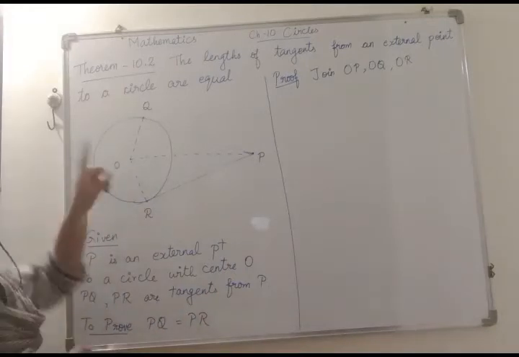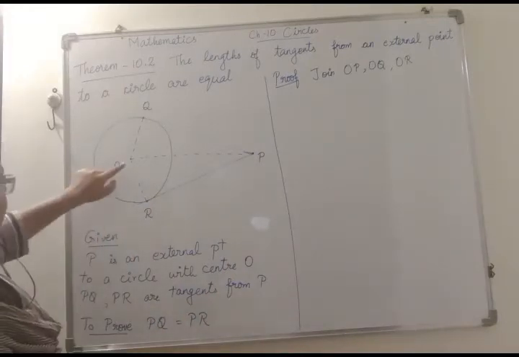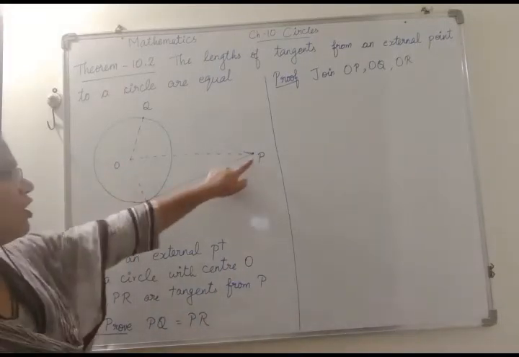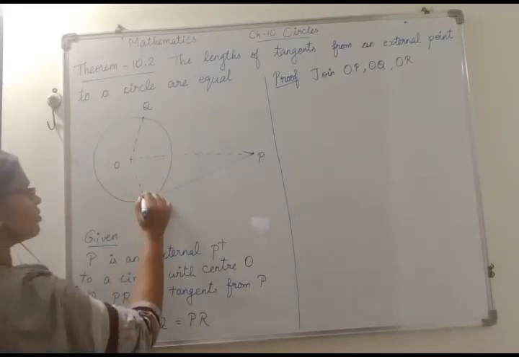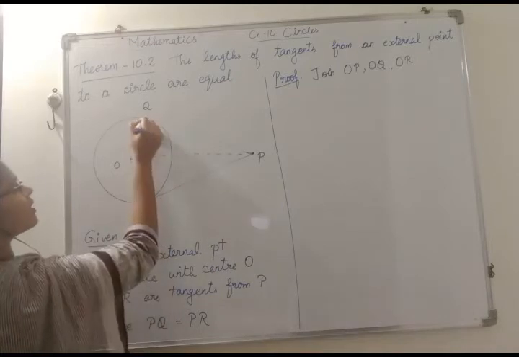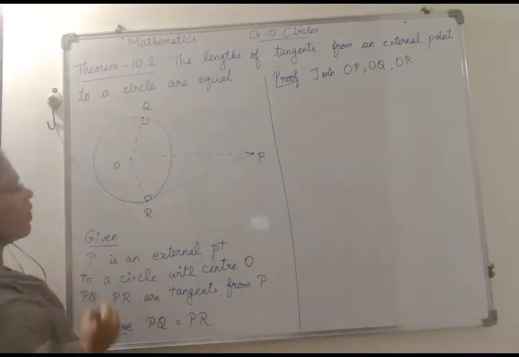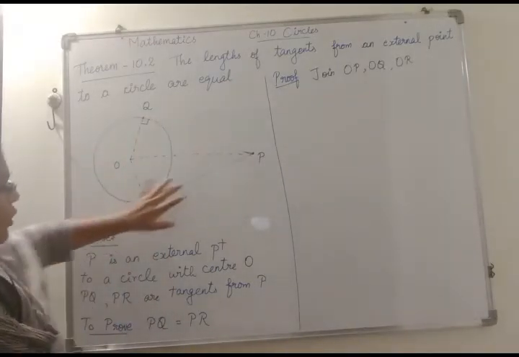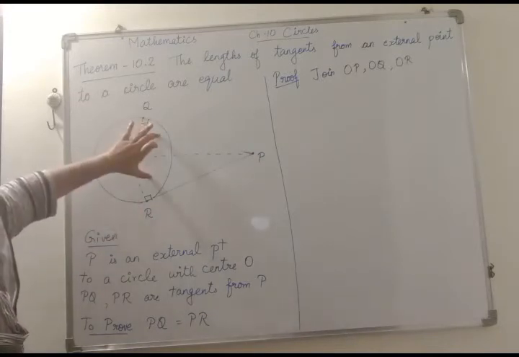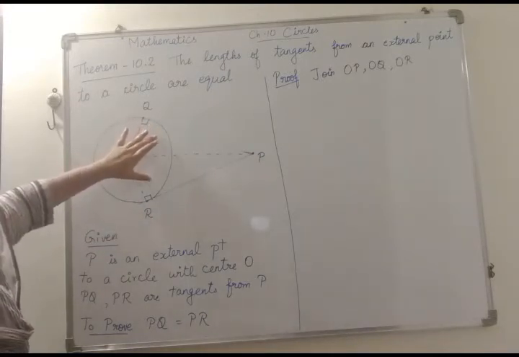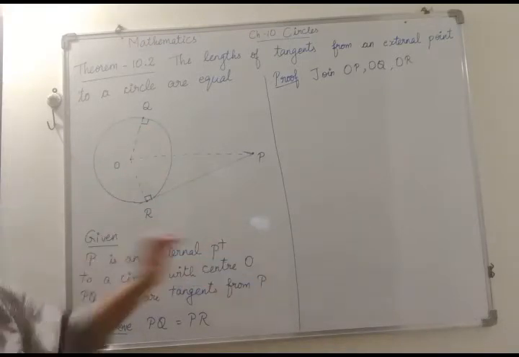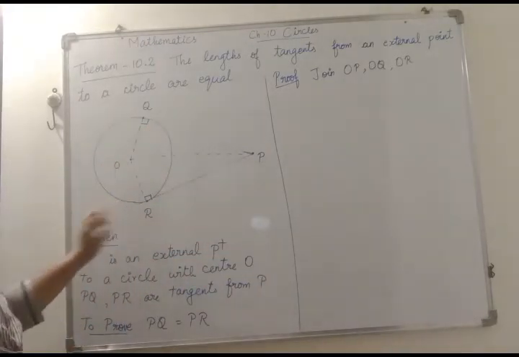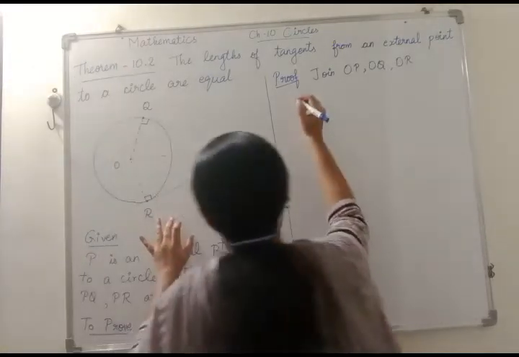Now, from the first theorem, we know that radius and tangent are perpendicular to each other at the point of contact. So, this angle is 90 degree as well as this angle is 90 degree. We have to prove PQ equal to PR. So, we will take these 2 triangles and we will prove them to be congruent. Then by CPCT we can prove that PQ equal to PR.